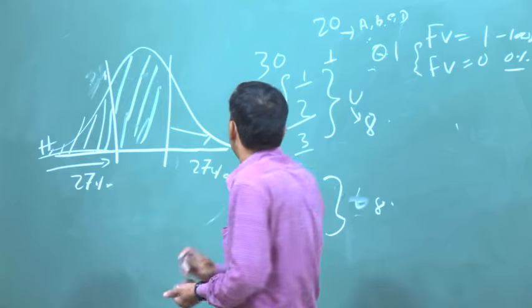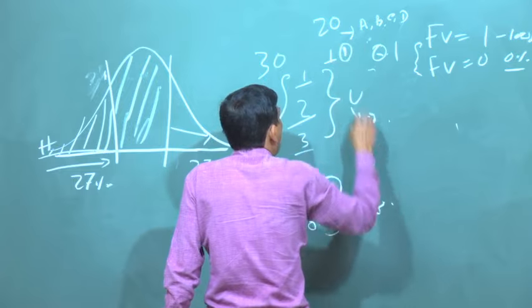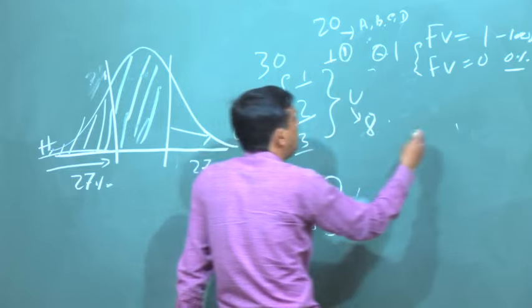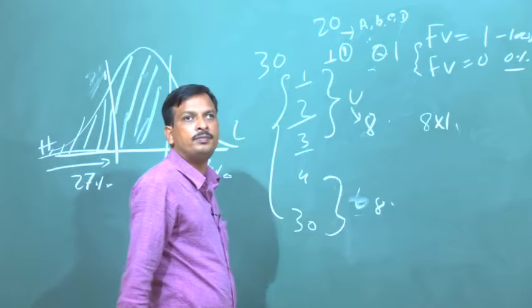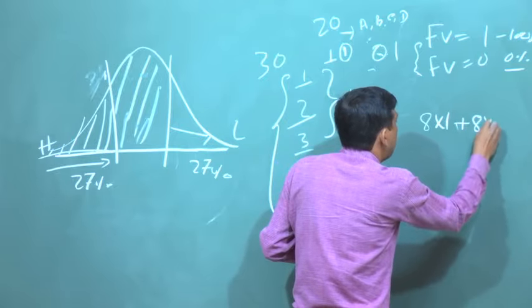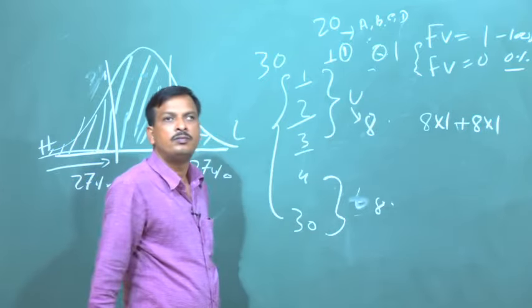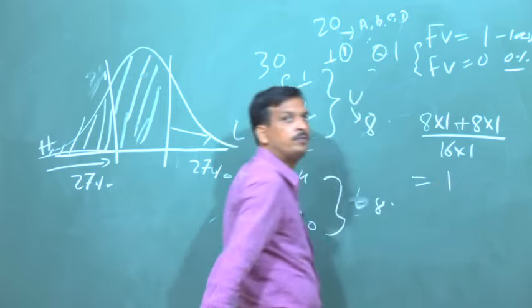So, if question number 1 carries 1 mark and all upper group students give the correct answer, that means 8 into 1, and all lower group students give the correct answer, 8 into 1. What are the total marks? 16 students in both categories, 16 into 1. So, it is nothing but 1.